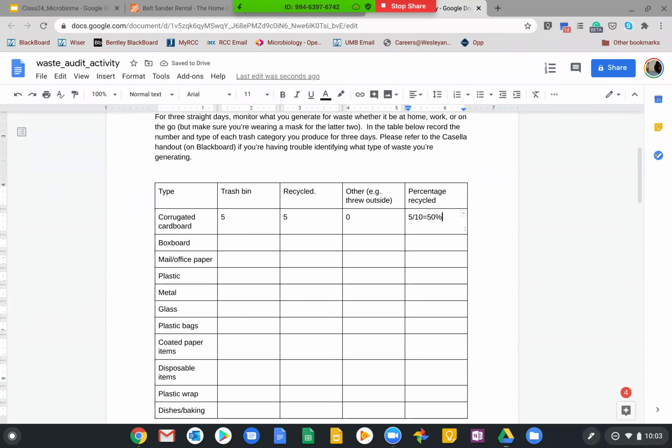Now, that's pretty straightforward, and you want to do this for everything. You want to make sure you fill out this table in its entirety, just so you see the numbers. And this percent recycled here is pretty important. This is really the most important part, right? How much are you recycling of your total trash?